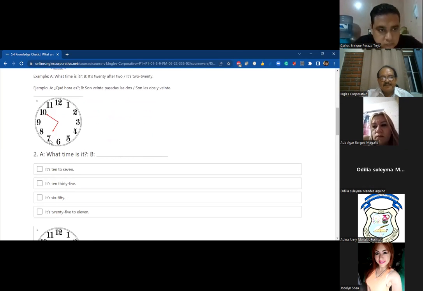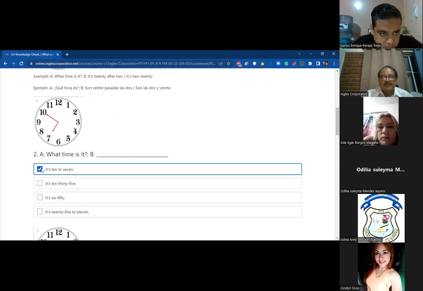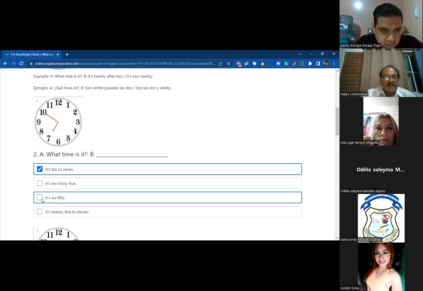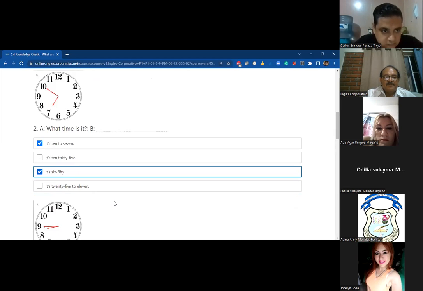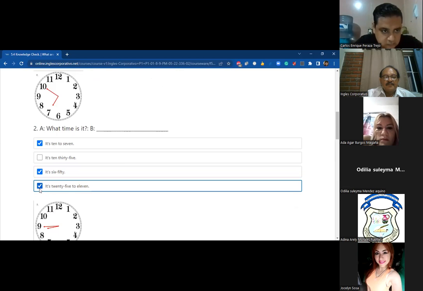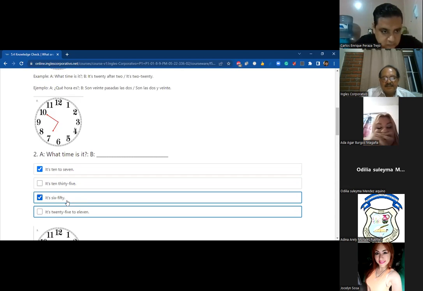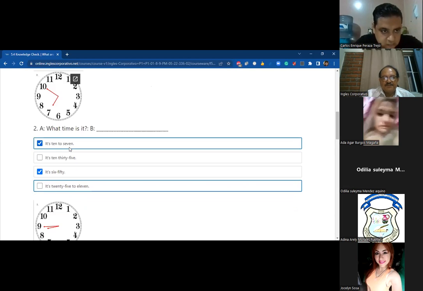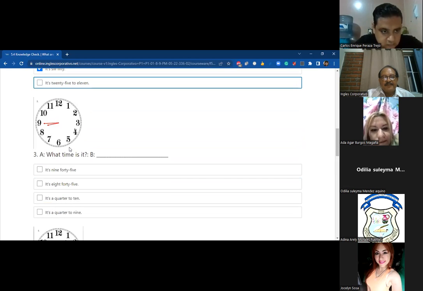Look at the time. And then we have, what time is it? It's 10 to 7. The first one? Yes. Okay. Y también is 6:50. Okay, yes. Okay, it's 6:50, correct? Este sería como digital, right? Digital, digital watch. This is analog watch. Okay, good. What about the next one?